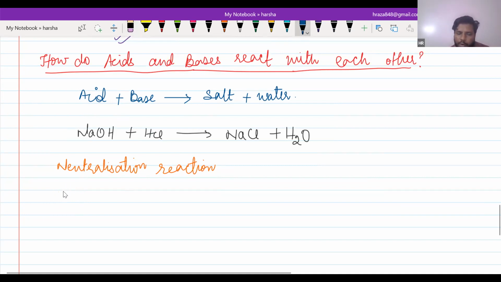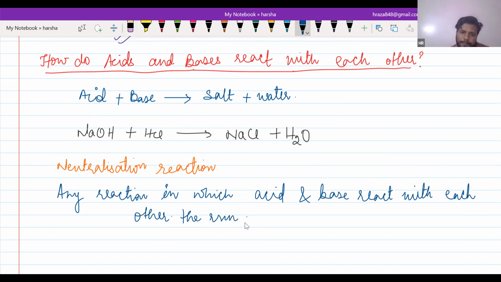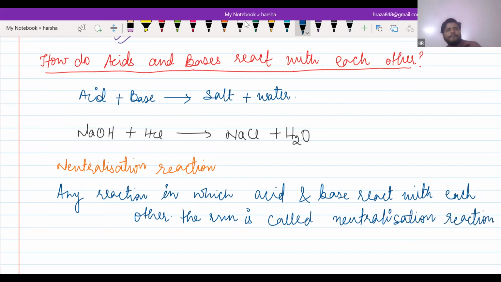So I'm going to define neutralization reaction. Any reaction in which acid and base react with each other, the reaction is known as neutralization reaction. Please write it.